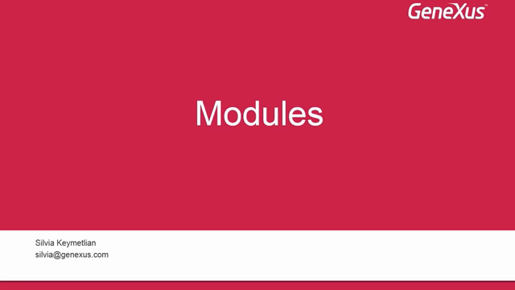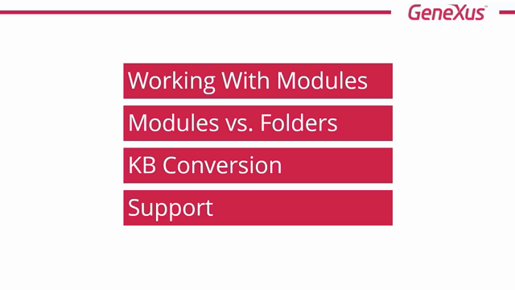We'll start the presentation on modules by dividing it into 4 topics. First, we'll explain what the module object is and how it's used from GeneXus, both in existing and new knowledge bases. We'll then move on to view the behavior of modules in relation to folders. Afterwards, we'll see what happens when we convert a KB into a new version and the aspects we should bear in mind regarding compatibility. And we'll end with the generators that support this functionality and which generators do not.